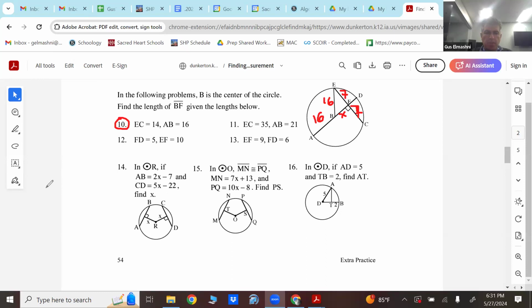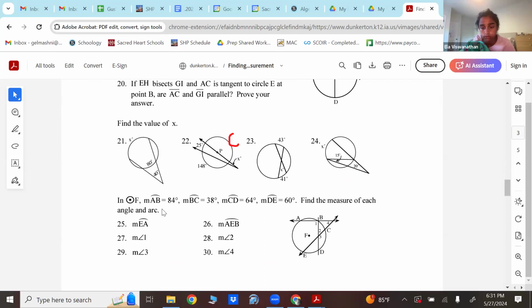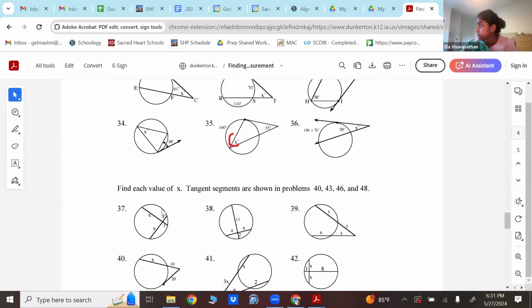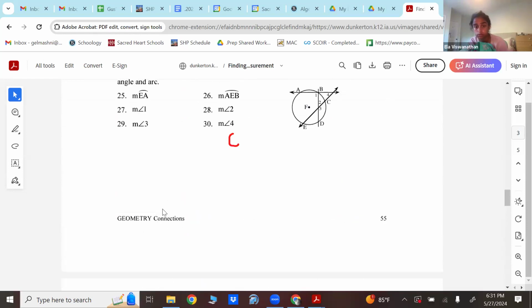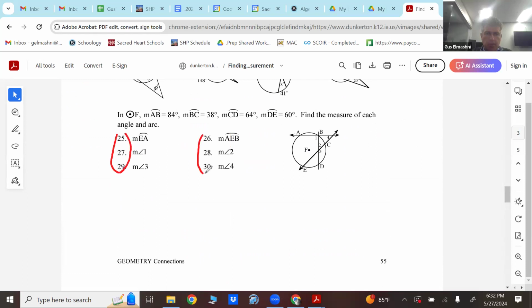I think it's pretty obvious how 10 works. I'm gonna try 13, we'll wrap it up. Actually, no, that seems too easy. Hold on. Let's solve these here, and we're done. Here we go.